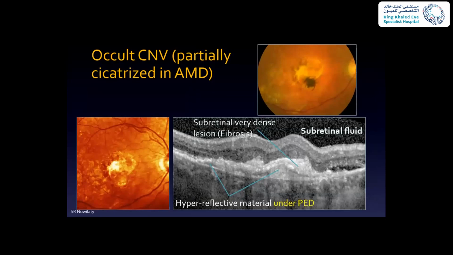Here is a membrane that is partially cicatrized. It still has some activity because you can still see subretinal fluid. But if you look carefully, maybe this is difficult for you, you will sometimes see layers of hyperreflectivity. This is a scar that built on top of each other. You've got scar over scar over scar. You have the multi-layered pigment epithelial detachment.